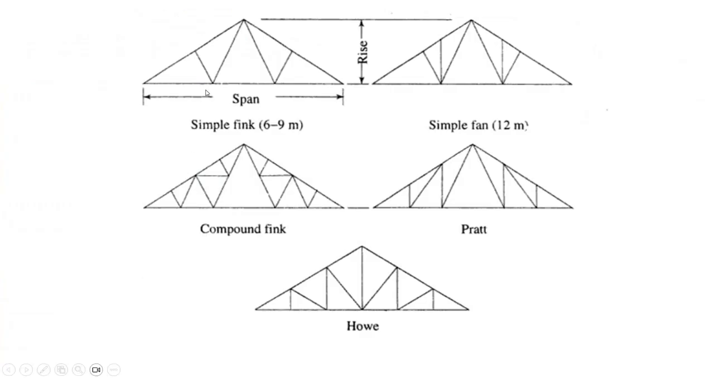So here you can see that this is a simple fink type truss, and this is fan type truss, and this is compound fink, this is Pratt type. So this Pratt type and Howe type of trusses are mostly used in India. That is Pratt truss and Howe truss. Compound fink is also preferred for larger spans.